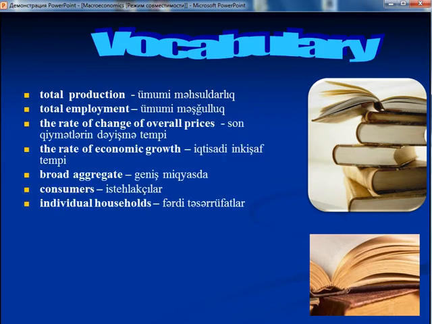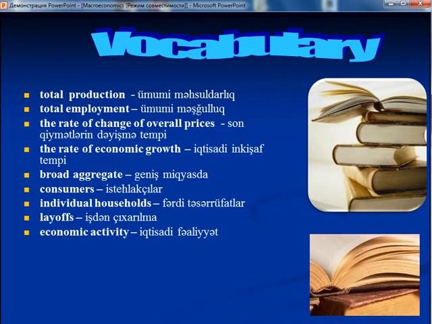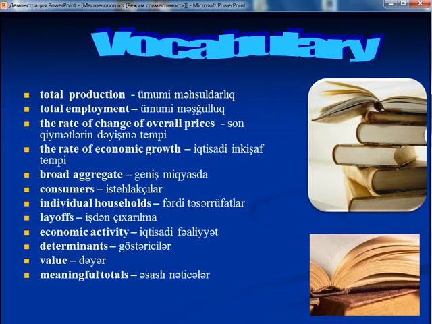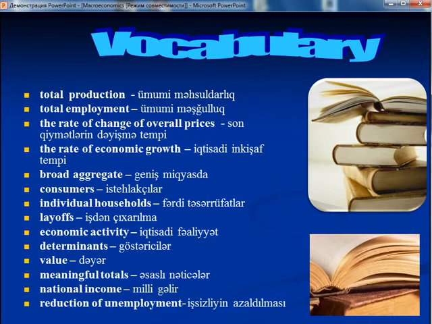Total production, total employment, the rate of change of overall prices, the rate of economic growth, broad aggregate, consumers, individual households, layoffs, economic activity, determinants, value, meaningful totals, national income, reduction of unemployment.